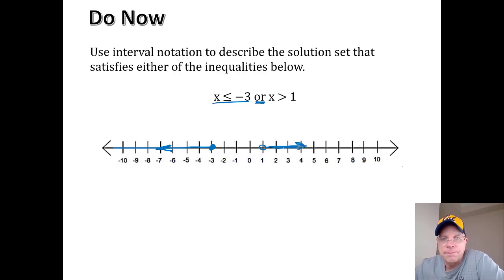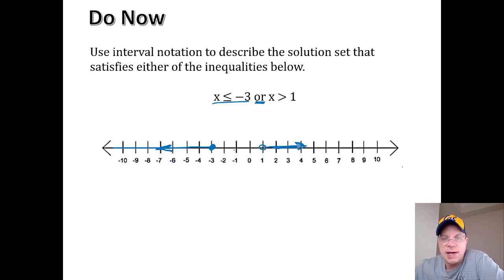Now, the solution set is all of these values and all of these values. That may seem strange because this doesn't say and. If it said and, though, it would have to be true for both. It would have to be less than or equal to -3 and greater than 1, which, by the way, no numbers are less than or equal to -3 and greater than 1 because there's no intersection here. These two graphs do not overlap. But when it says or, it could be either one or the other.